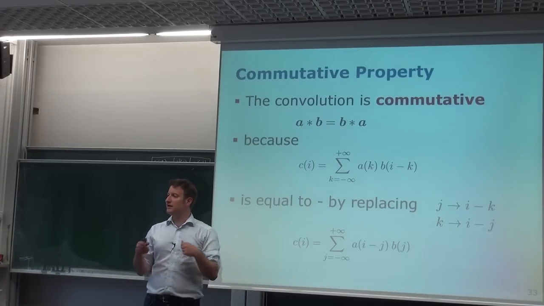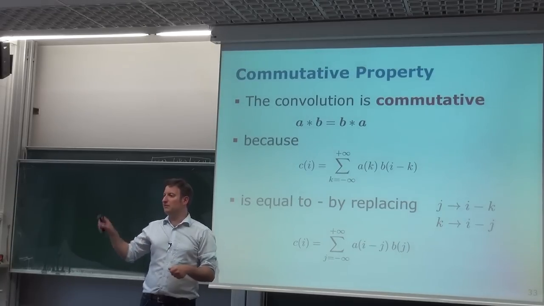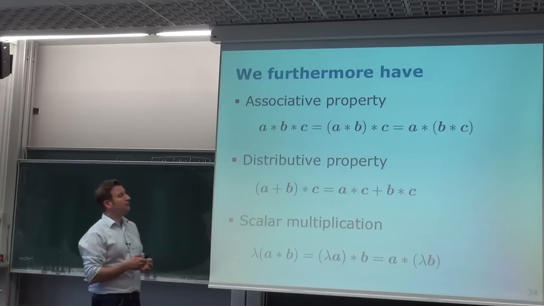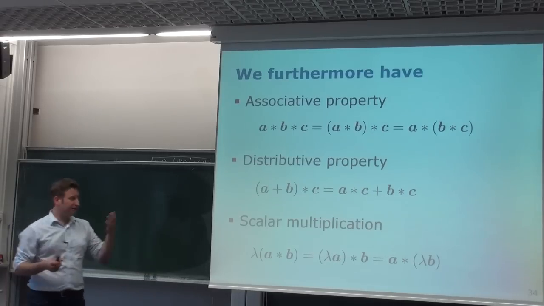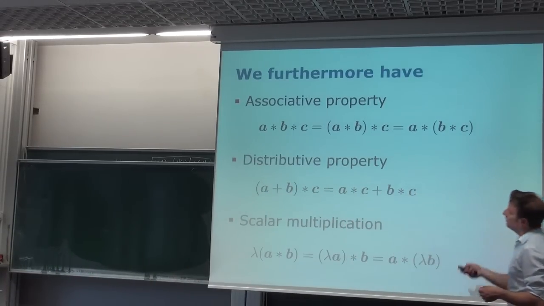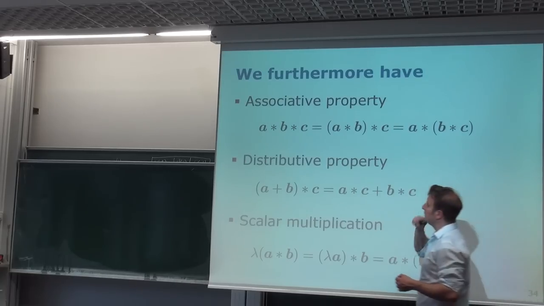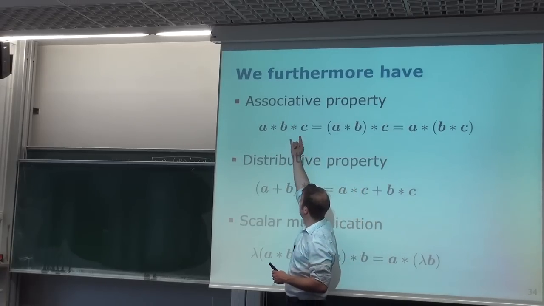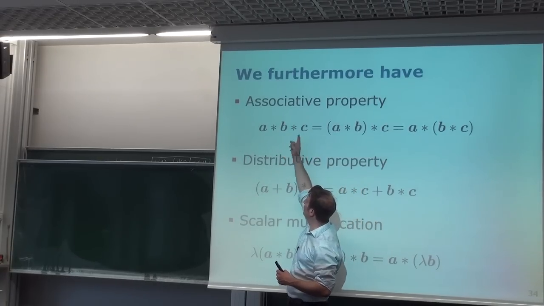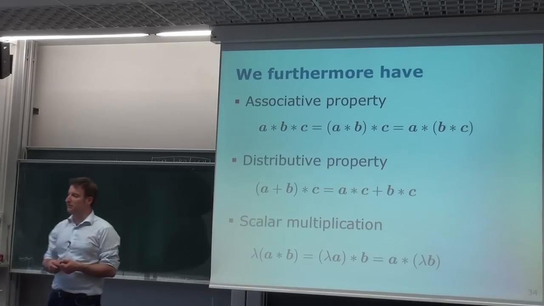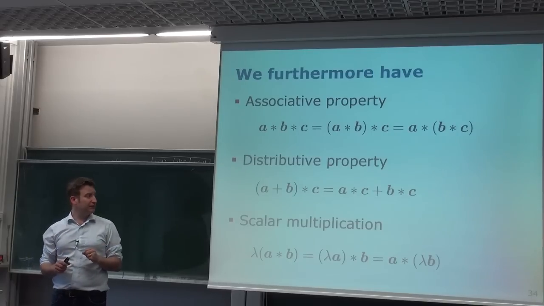So it doesn't matter if you write F convolved with W or W convolved with F; it is exactly the same result. Similar to that, we have most of the typical properties we know, for example the associative property. If A convolved with B convolved with C, it doesn't matter if I first convolve A and B and then convolve the result with C, or if I first convolve B and C and convolve the output with A. It will be exactly the same result.